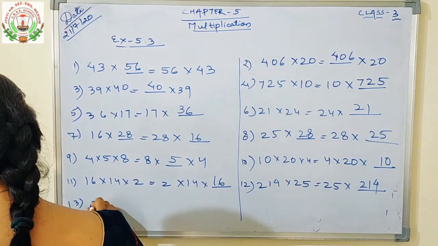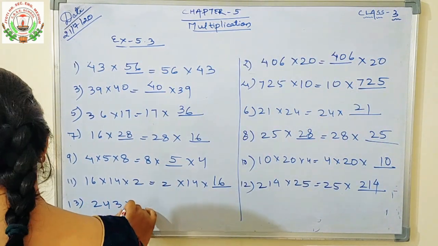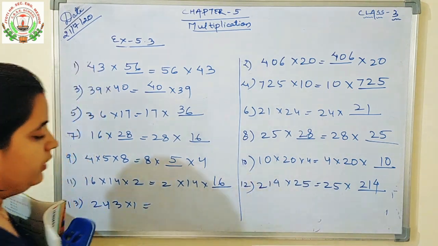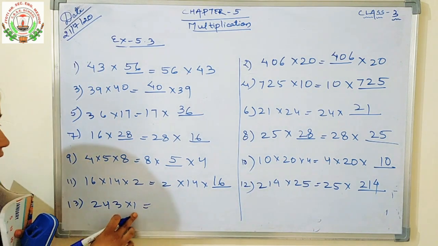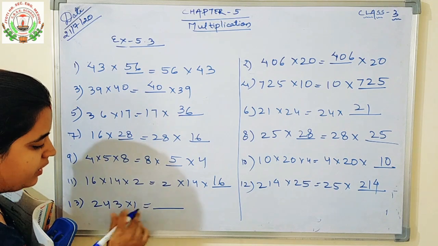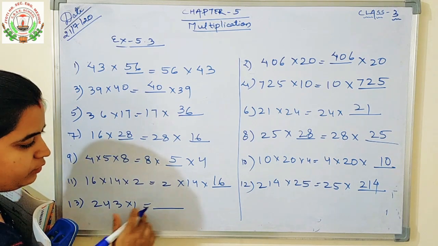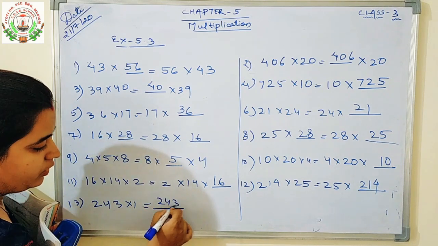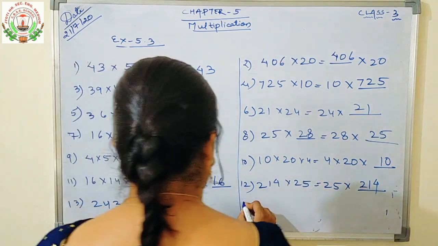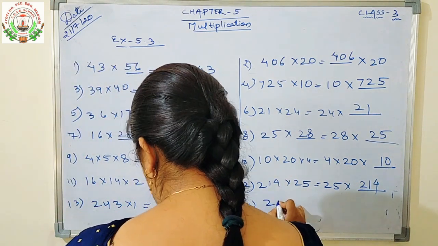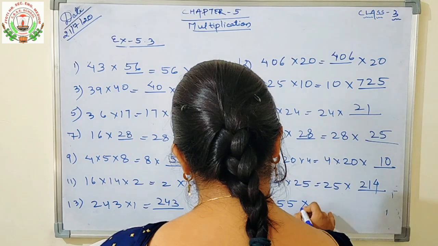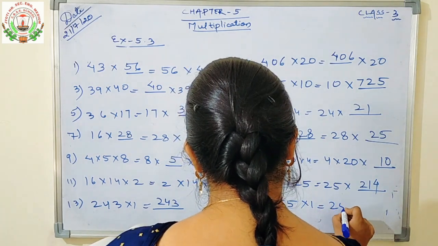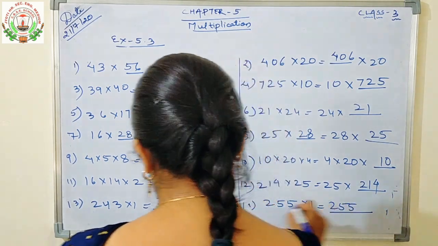Number 13, 243 into 1. Whenever any number is multiplied by 1, we will get the same number as the answer. So 243 into 1 will be 243. Number 14, 255 into 1 will be 255.